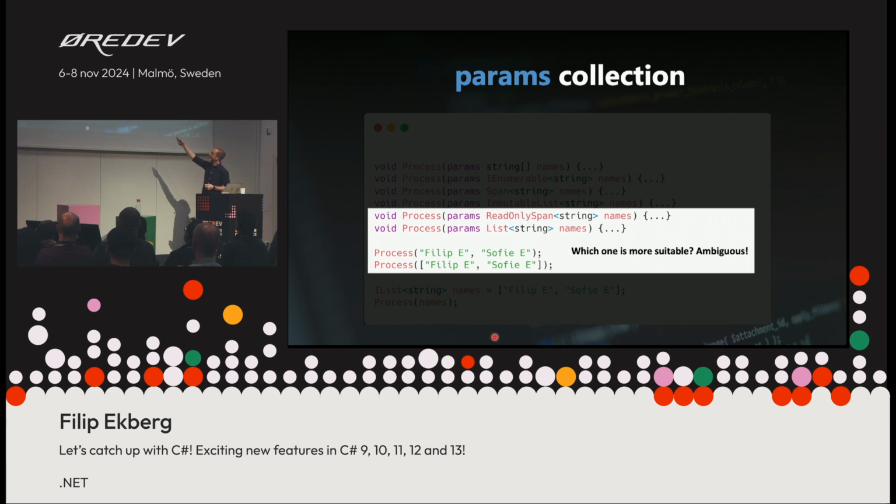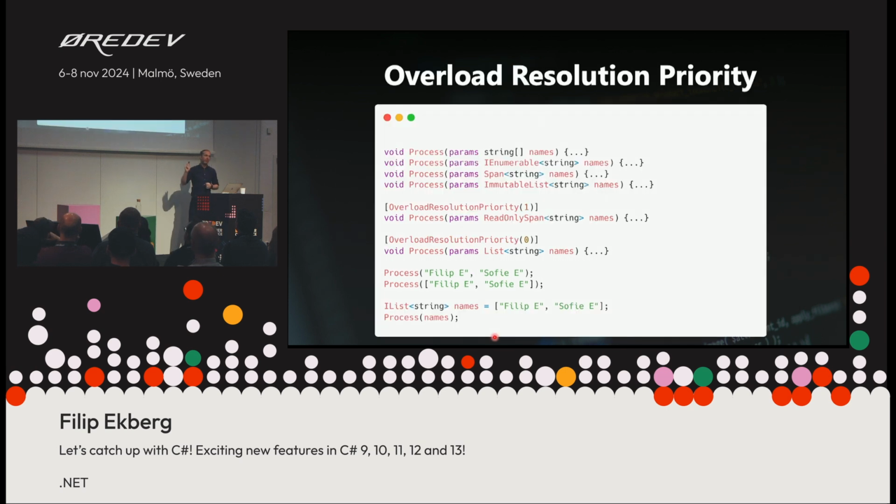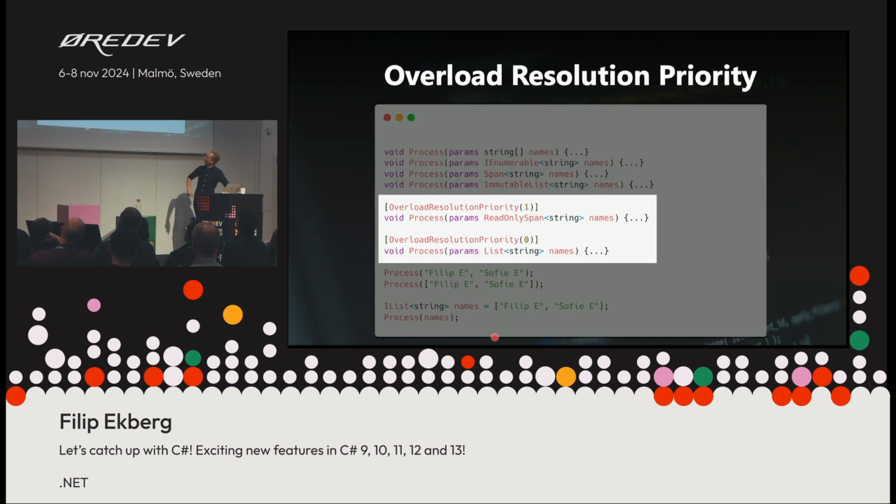So what's happened here, it won't actually know which one is more suitable, which brings us to the next really amazing feature. It's the overload resolution priority attribute. Which I can't say more than once. All right, so we can add this attribute here, and we can determine which one to use if there is an ambiguity. The higher value, of course, takes precedence. So I'd like to use the read-only span instead of the list of a string if I can.